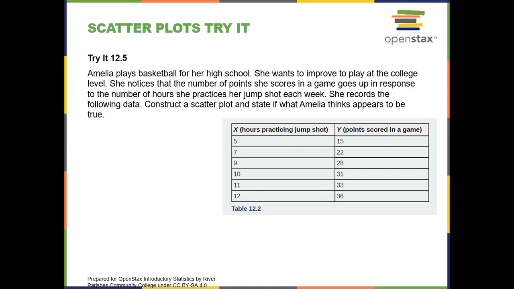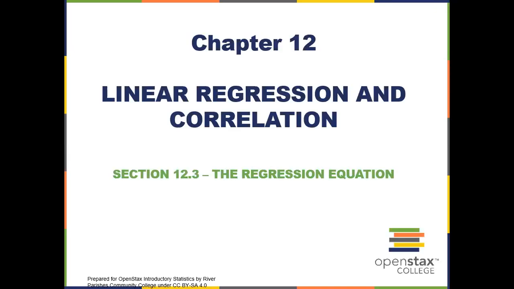And you will see the points are located close to a line going up the hill. That means as X, the number of hours practicing jump shot, increases, Y, the points scored in a game, also goes up. So there's a positive relationship between X and Y in this case.